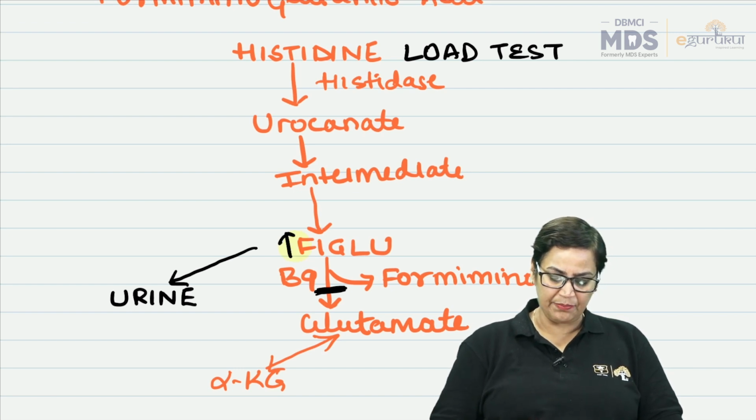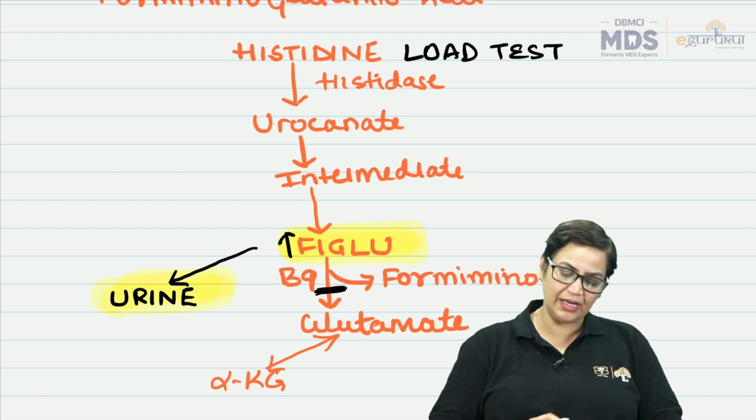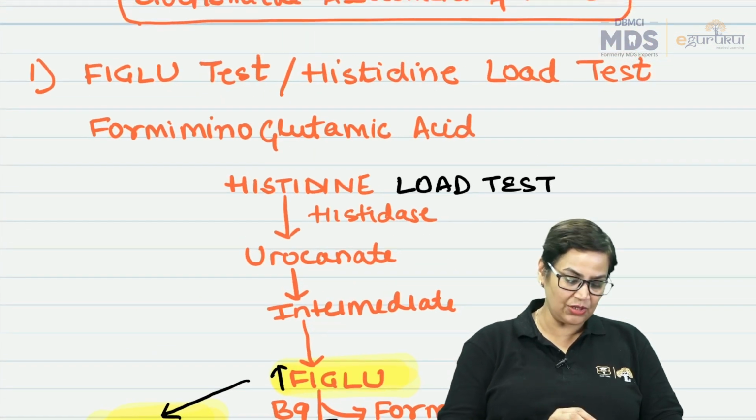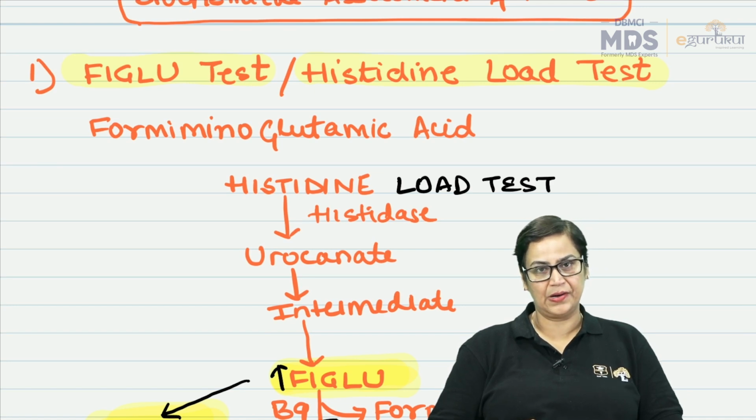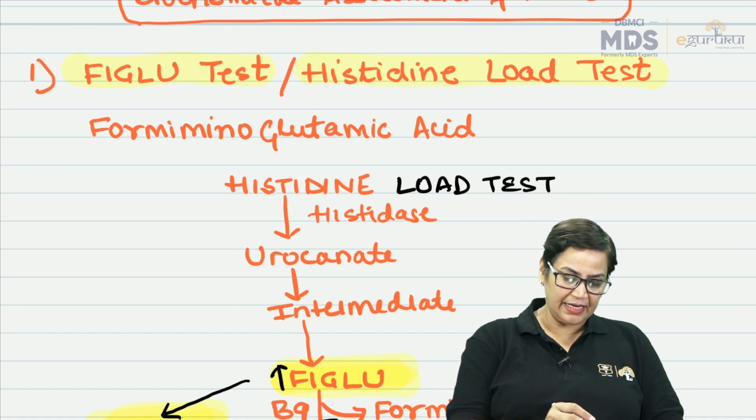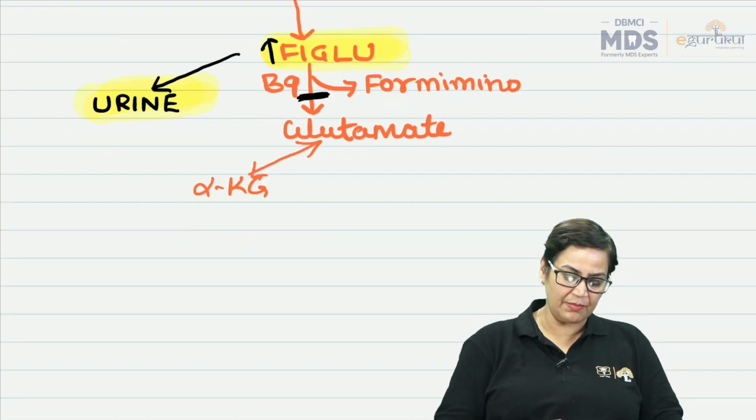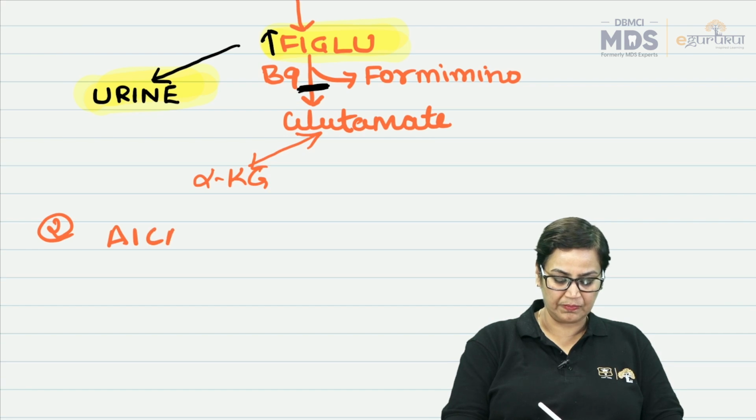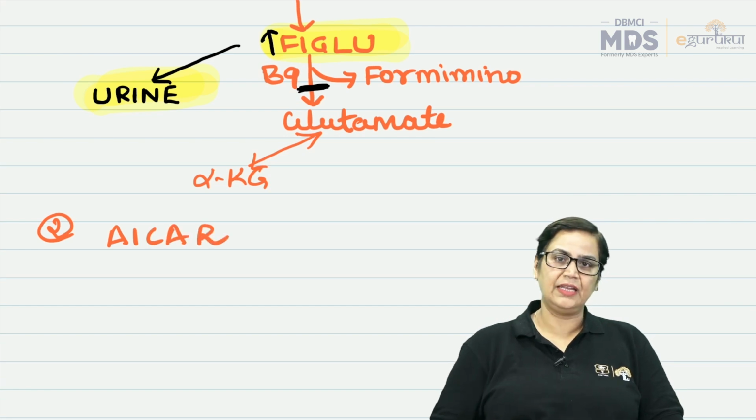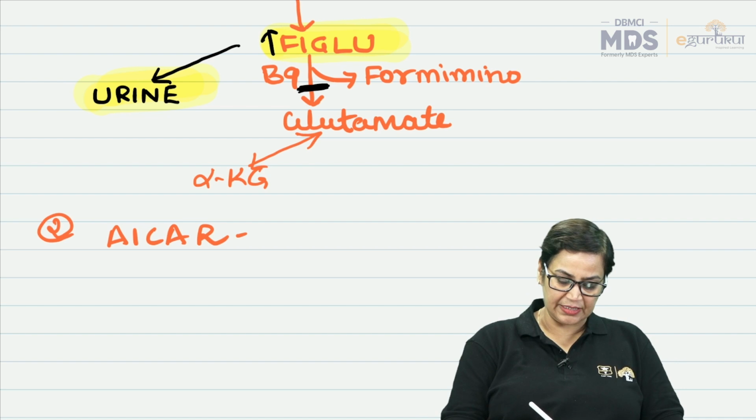So we can say that B9 deficiency leads to excretion of FIGLU in urine. That is why this test is known as the FIGLU test or histidine load test. And this FIGLU stands for formiminoglutamic acid. And then the second test for this biochemical assessment is ICAR, which is again a qualitative test.